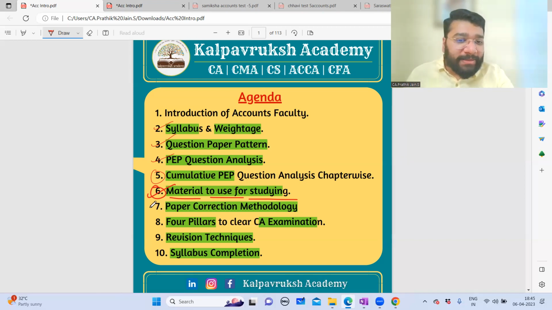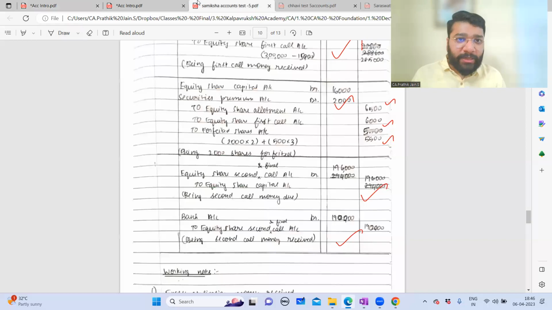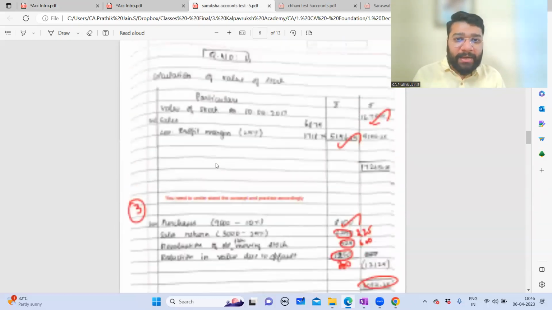7th one, paper correction and methodology. Basically, I told you test is very important. When I did the admissions for all of you, I told you that we lay a lot of emphasis on tests. In a test, what is more important is correction. Correction done by respective expert people, not by just putting a cross mark or tick mark. It should come with proper comments. So I would like to show a couple of test papers so that you can get an idea how the papers are being corrected.